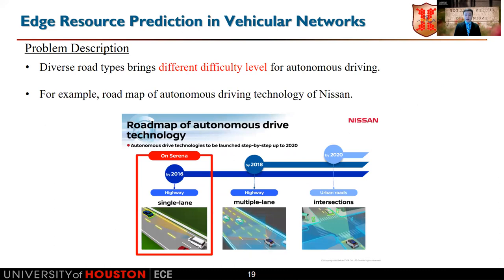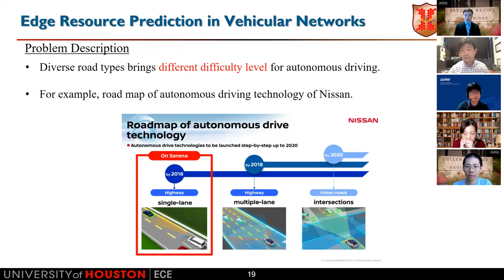Besides, unlike the general regression problems, for autonomous vehicles, diverse road types bring different difficulty levels for the tasks. For example, here we show the roadmap of autonomous driving technology of Nissan. We can see as time goes by, road types become more and more complicated.